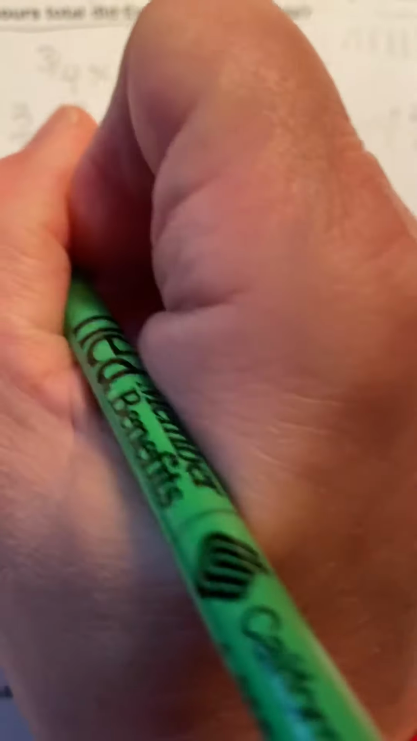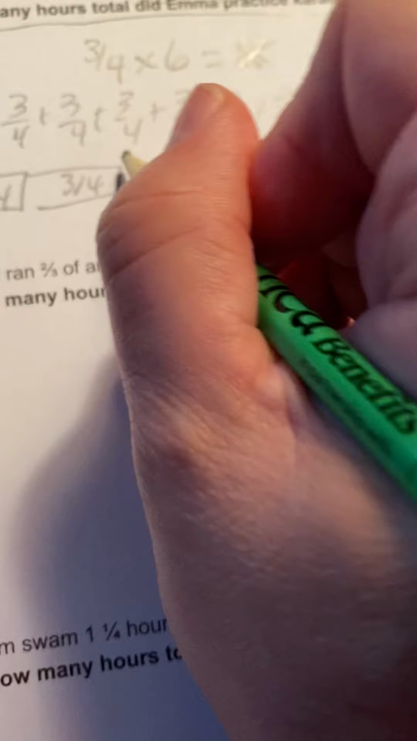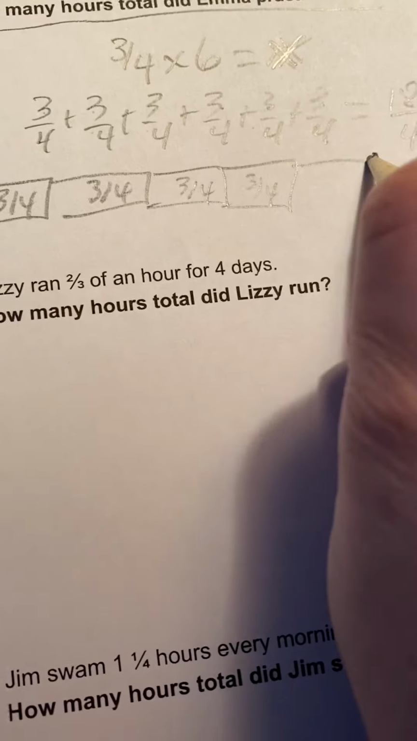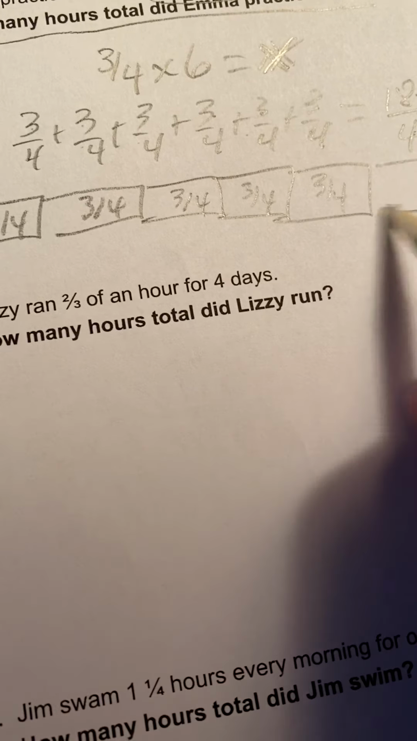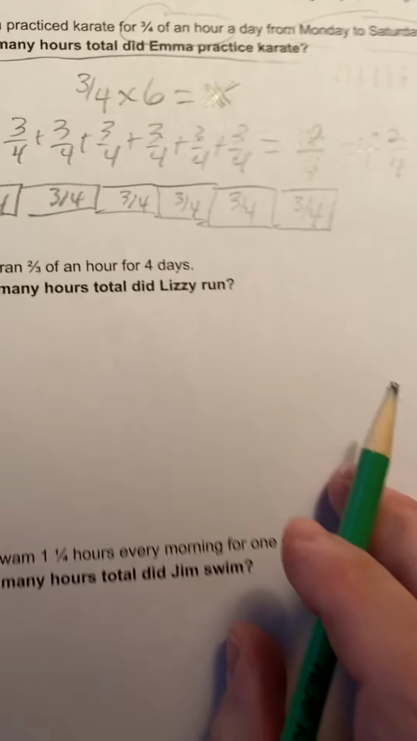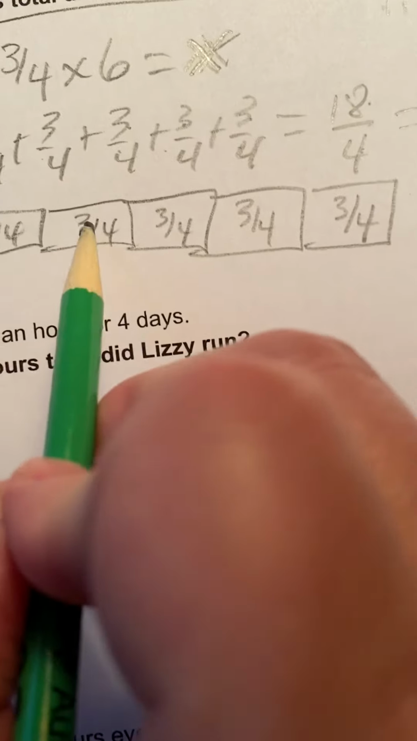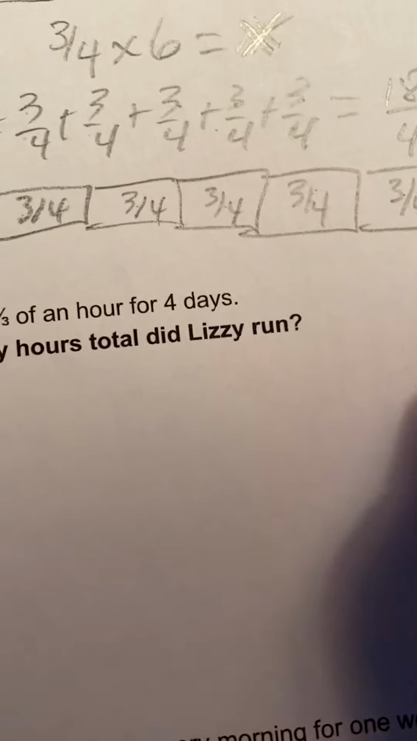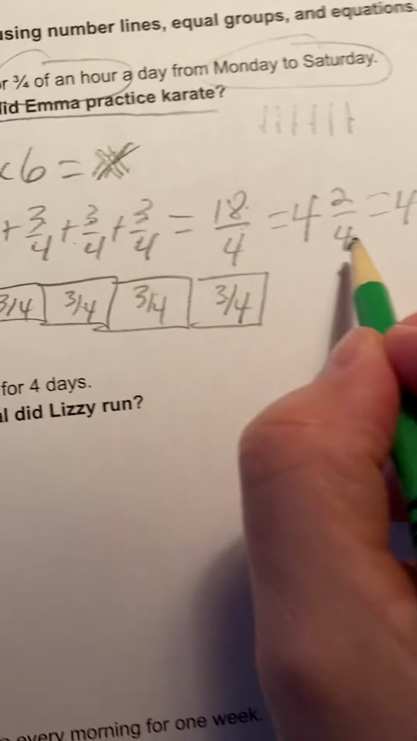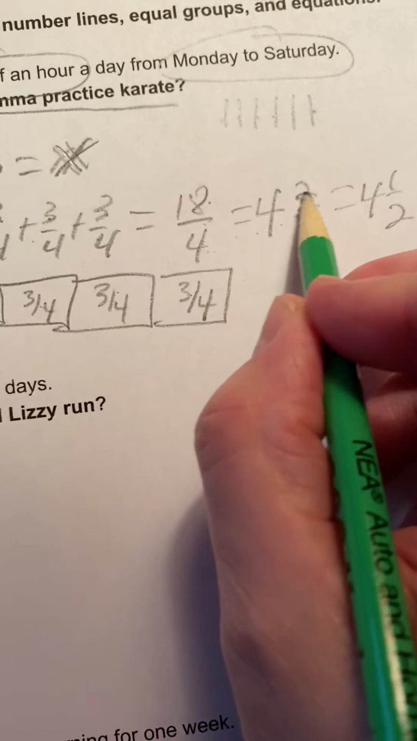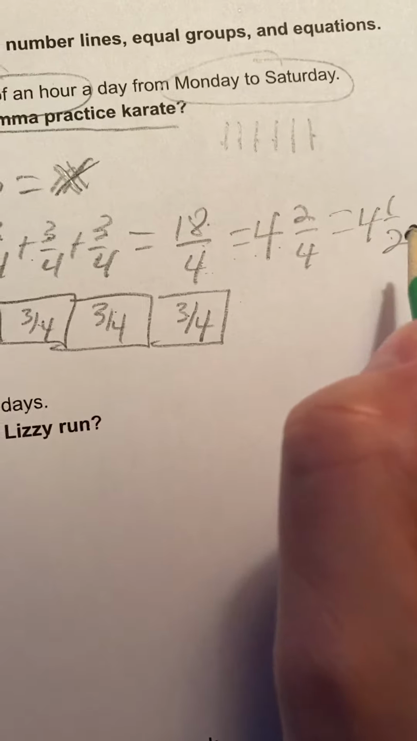You could also have done it in a tape diagram. So if you did, here's a 3/4, here's a 3/4, here's a 3/4, here's a 3/4. There's 4 of them, 5 of them, and 6 of them. So there's my 6 3/4s all together. So again, 3, 6, 9, 12, 15, 18 still equals my 18/4, which is 4 2/4, because 4 times 4 is 16. 2 left over out of 4, which reduces down to 4 1/2.